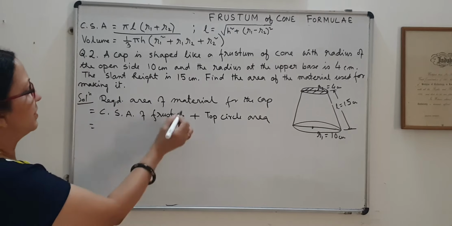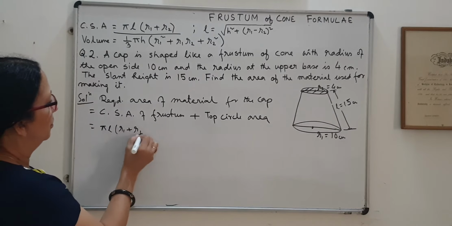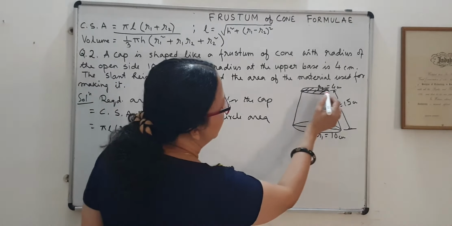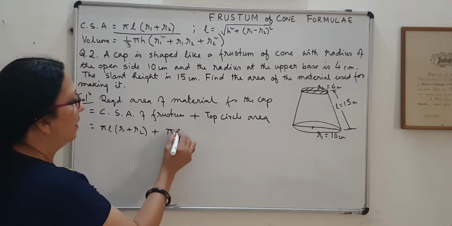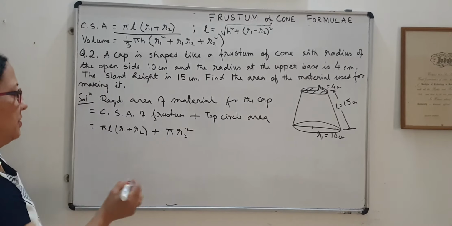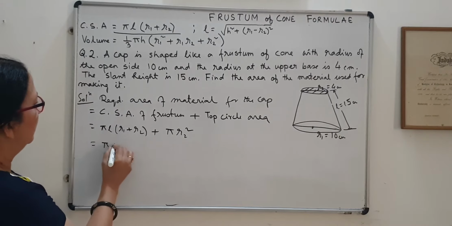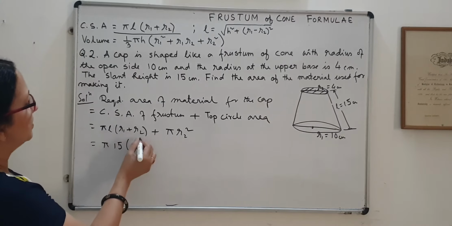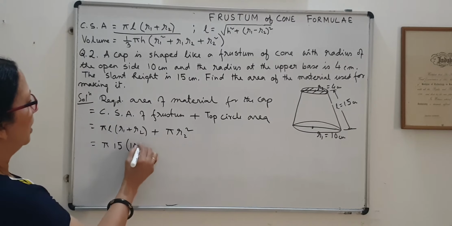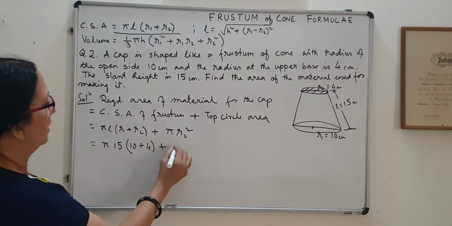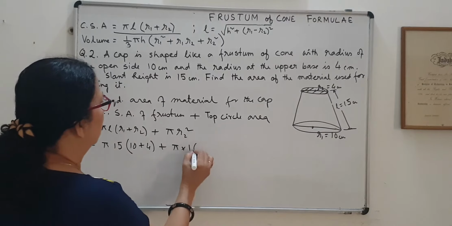The formula for the frustum will be pi L (R1 plus R2). Now this material is also required at the top, this is R2. So the area of the circle is pi R square, so it will be pi R2 square. Now we can put the values. Pi L, L is 15, R1 plus R2, R1 is 10 and R2 is 4, plus pi R2 square, R2 is 4, so it is 16.